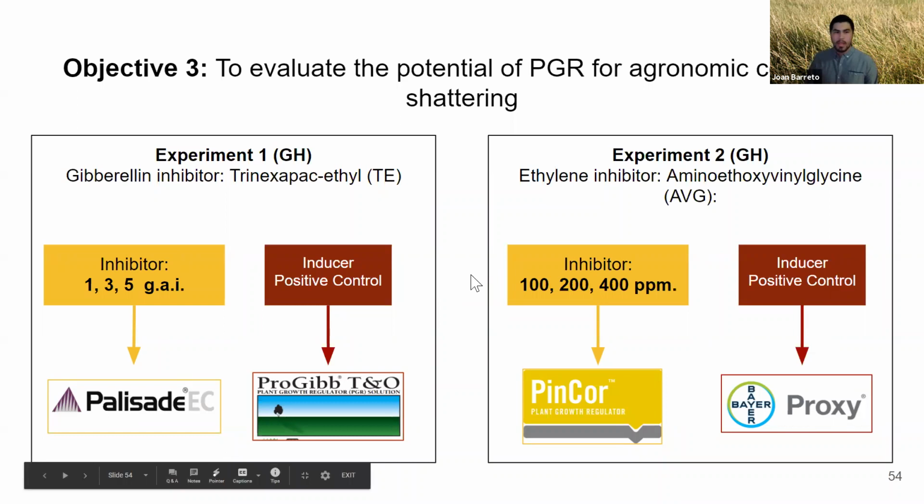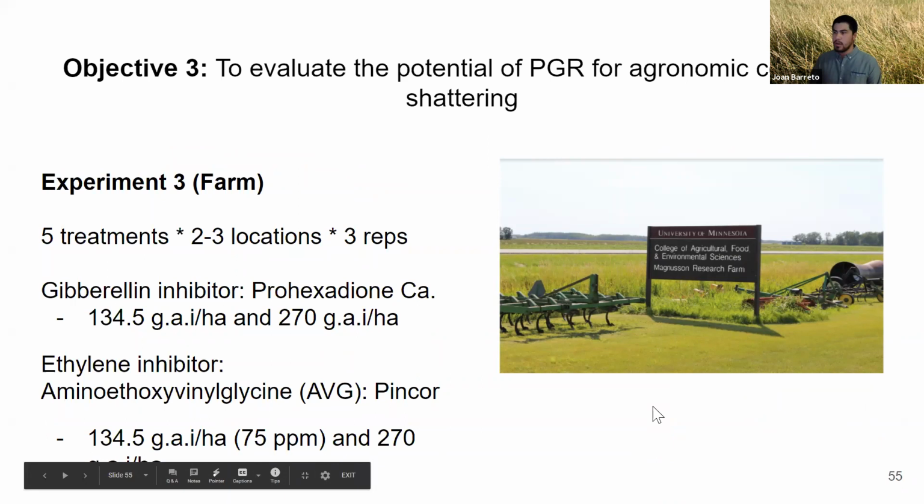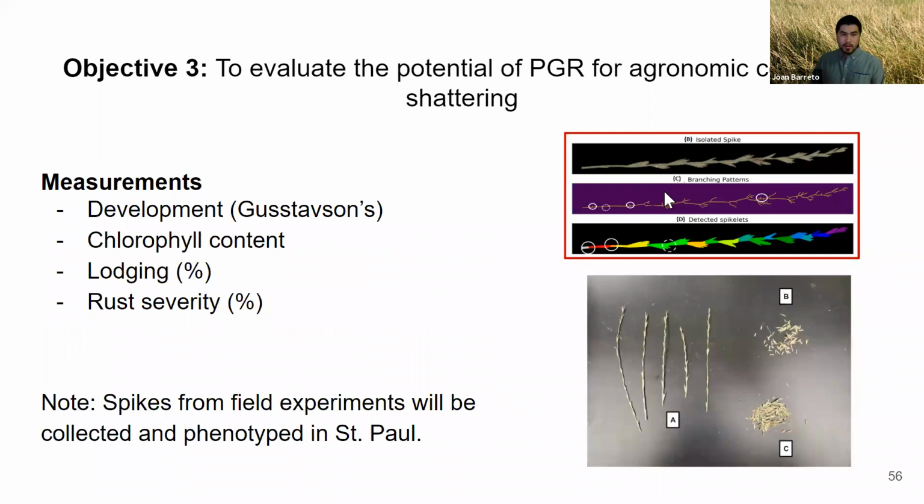The third experiment to accomplish this objective will look at farming conditions. This will take place in the Roseau area, close to the Magnuson Research Farm at the University of Minnesota. And this experiment will include five treatments, which correspond to two rates of gibberellin inhibitor, two rates of ethylene inhibitor, and water as a control. And we will do it in at least two locations, having three replicates in a randomized complete block design. We will look at the spike architecture as well as shattering. And we will also look at the developmental stage using the same scale that we used for the shattering nursery, as well as looking at the chlorophyll content and lodging and rust severity, which are common in these field experiments.